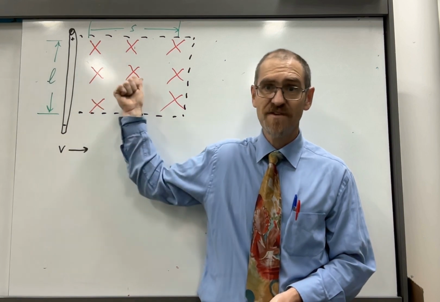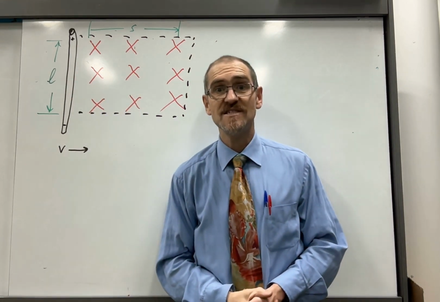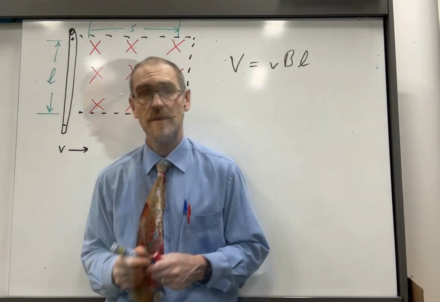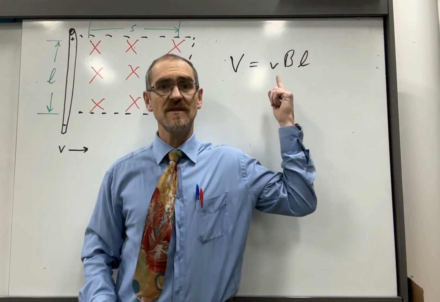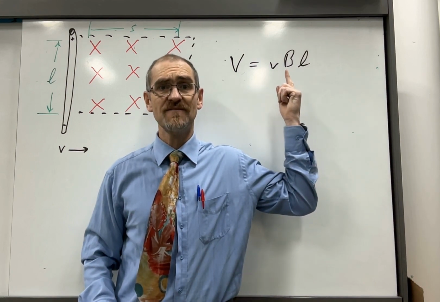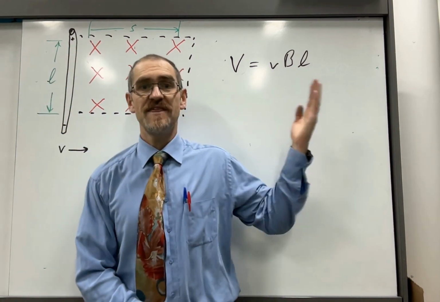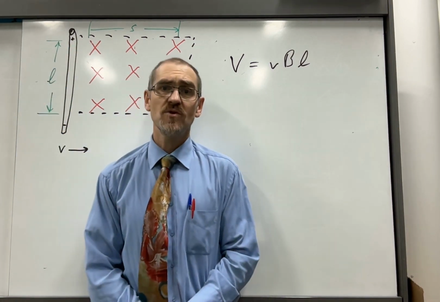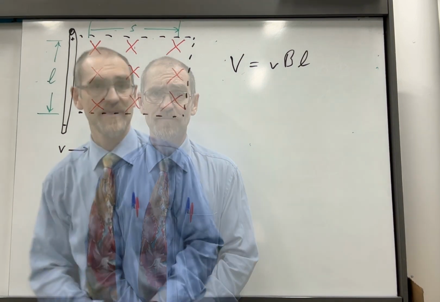Velocity matters, field strength matters, length matters. So that gives us an equation. Voltage is equal to vBL. So the voltage experienced by this wire is equal to the velocity of the wire multiplied by the strength of the magnetic field multiplied by the length of the wire actually in the field. This equation can lead us towards a really useful and powerful equation called Faraday's law.